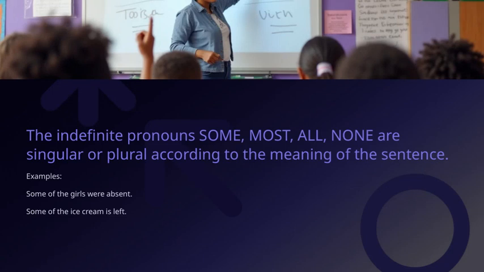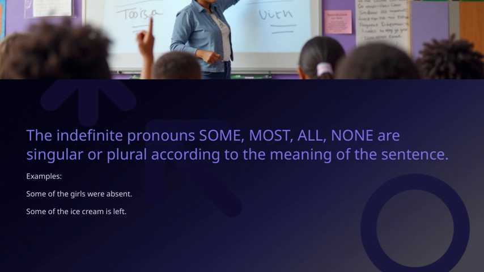For instance, when I say "some of the ice cream is left," notice that "some" refers to a part of the ice cream, and since we're talking about a part of a whole, the verb is singular. Similarly, in the sentence "some of the girls were absent," "some" refers to a part of the girls, which is a plural group, so we use the plural verb "were." This highlights an important point.